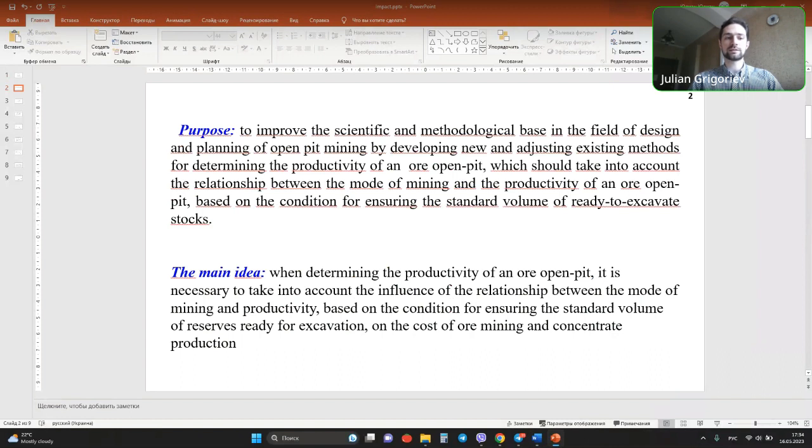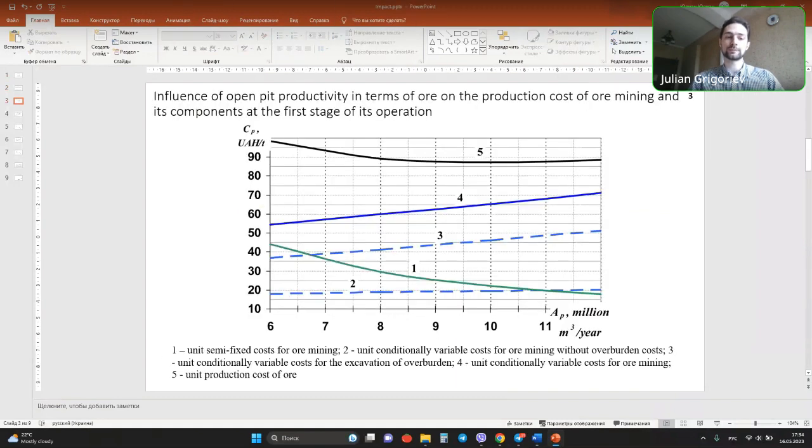It is known that as the production capacity of open pit increases and its lifetime decreases, with the same reserves, the specific semi-fixed cost changes, which means that the cost of ore mining also changes. Therefore, it is necessary to investigate the change in the cost of ore mining and the production of final marketable products, taking into account changes in stripping ratios with an increase in ore productivity. Therefore, the goal and idea of research were set.